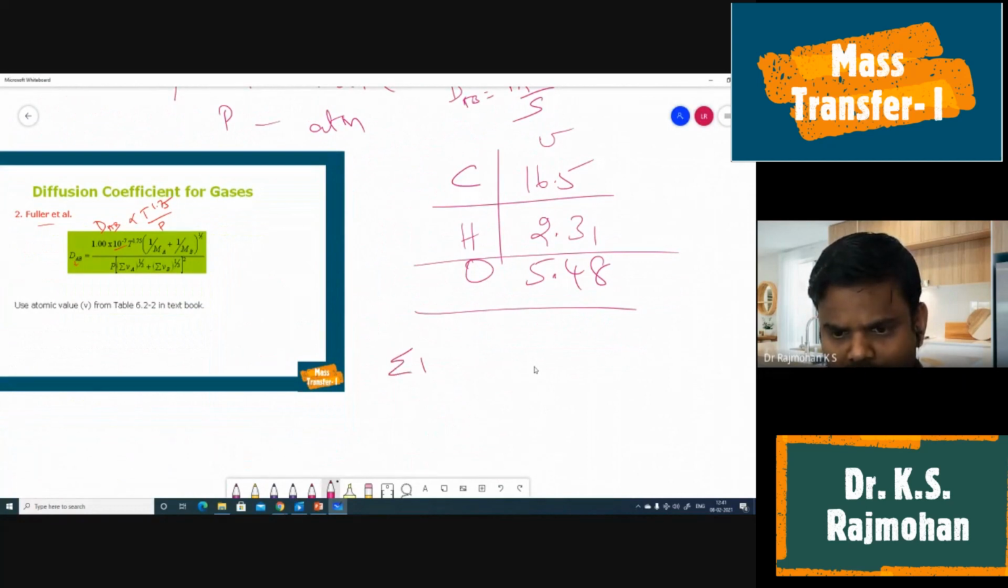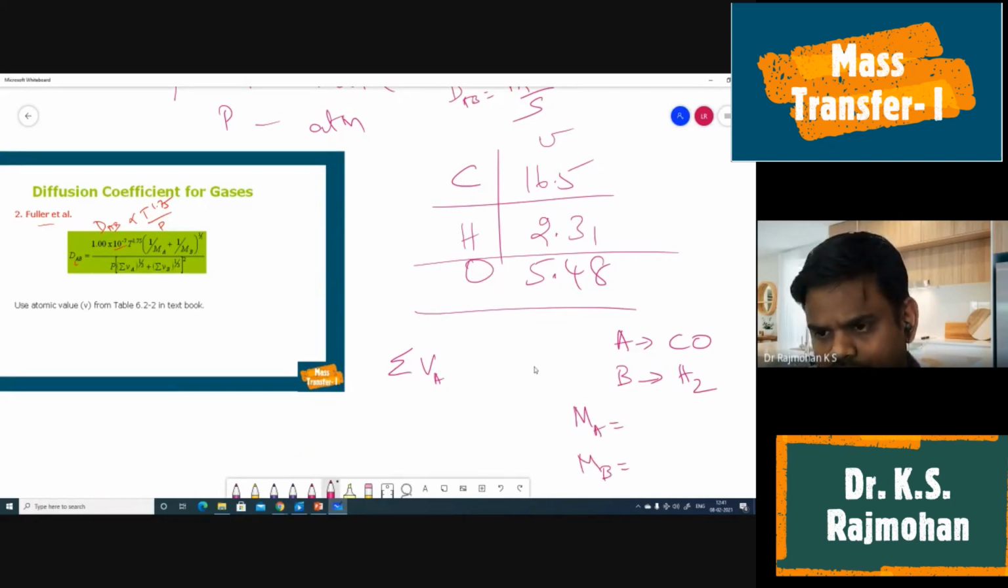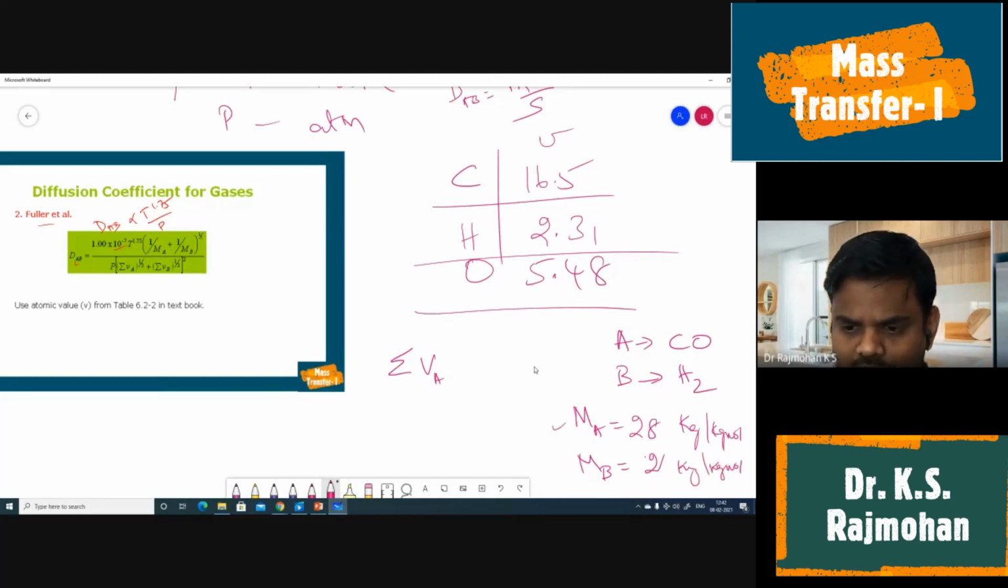Summation of VA needs to be found. You have two compounds: A is CO, B is hydrogen. So what are the molecular weights of A and B? You know, this numerator term A and B, right? So 12 plus 16, 28 for A, and 2 kg per kg mole for B. So we have the molecular weights of A and B.